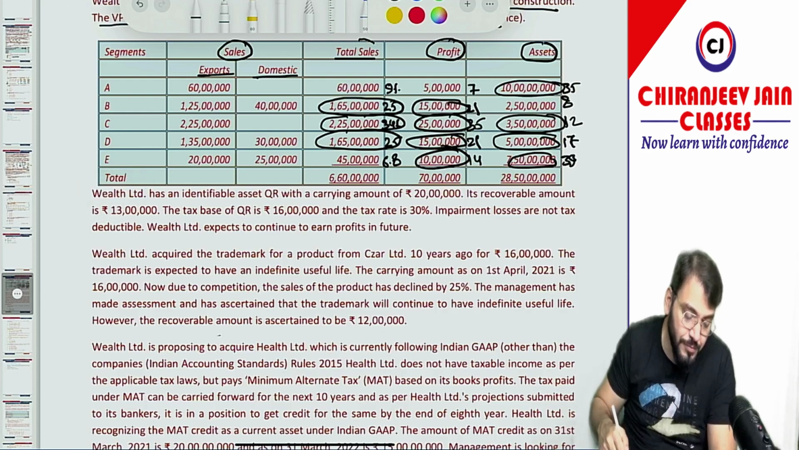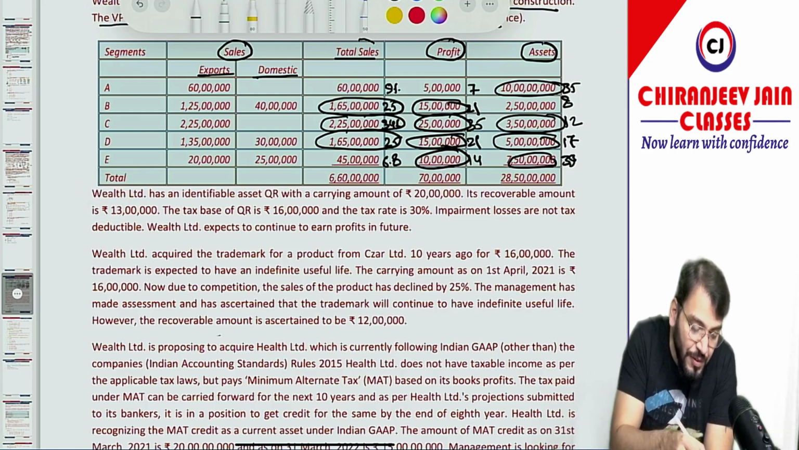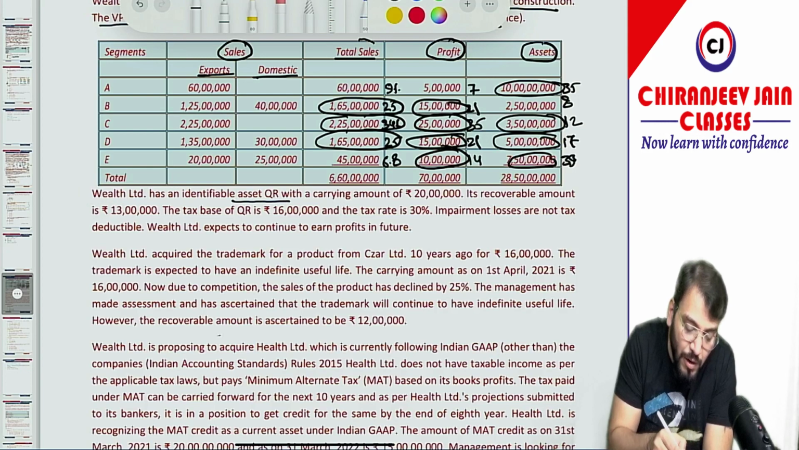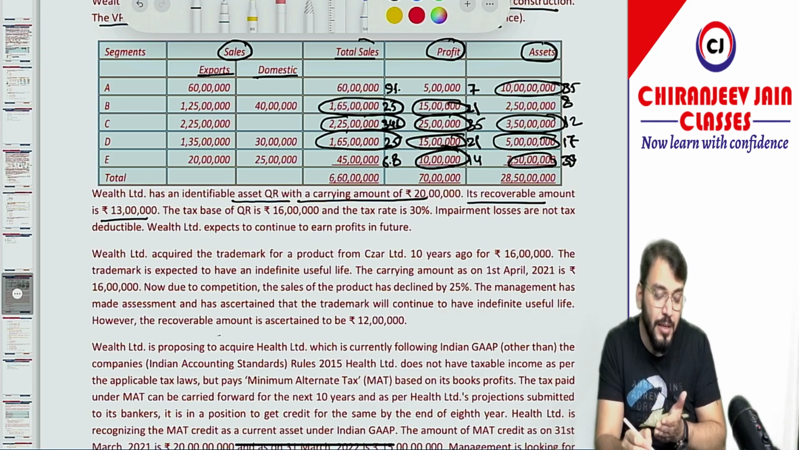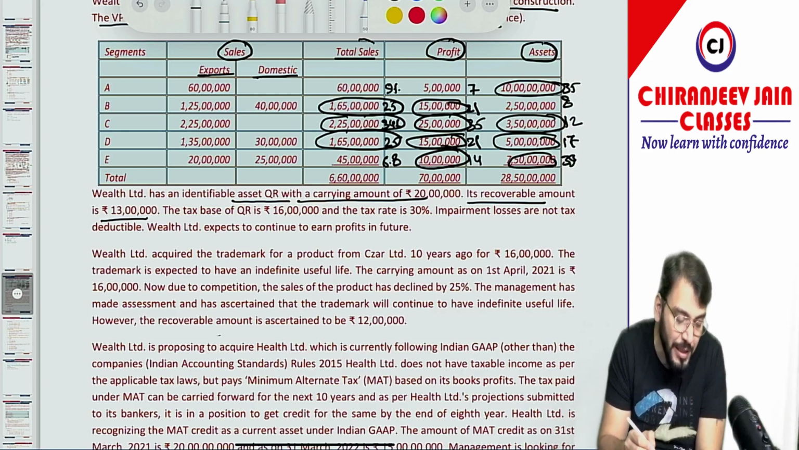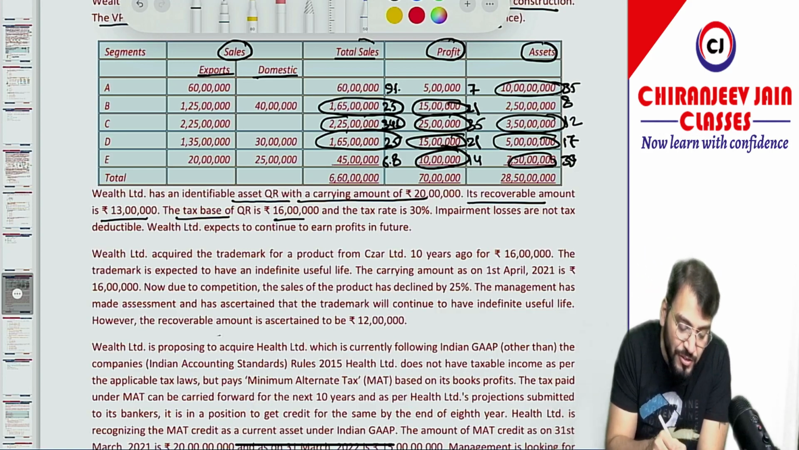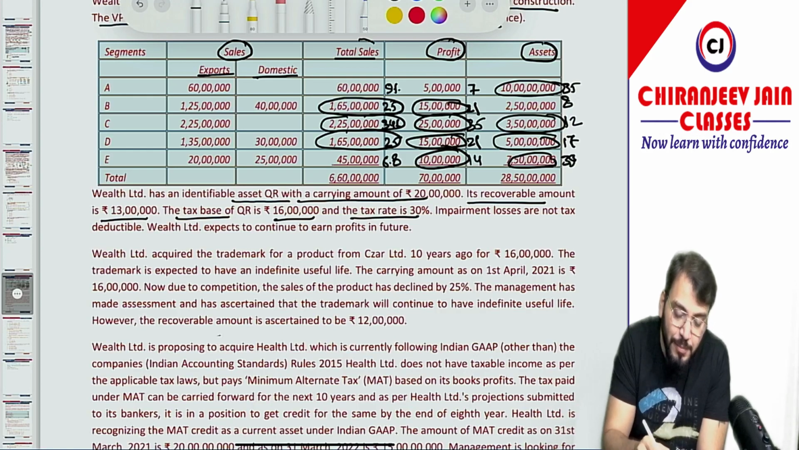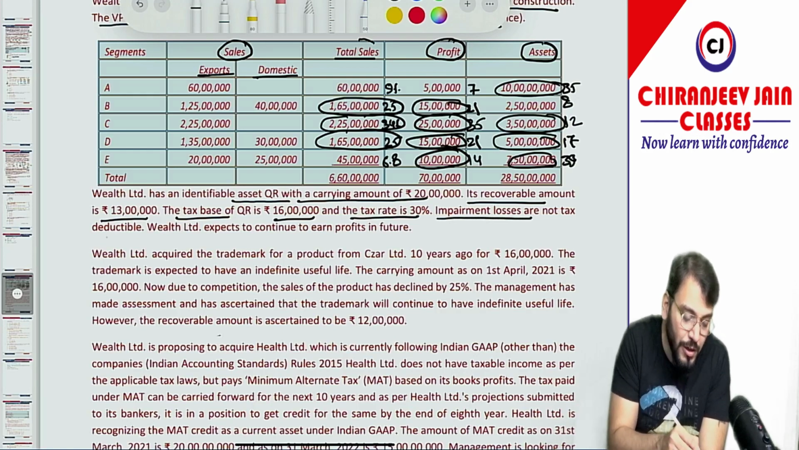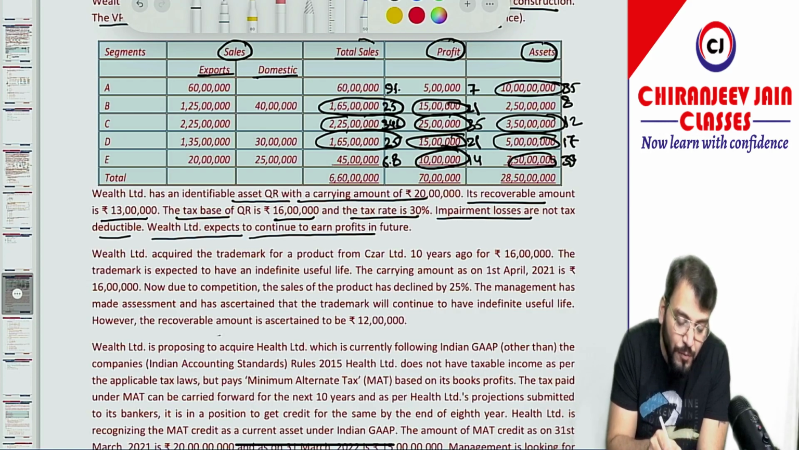Wealth Limited has an identifiable asset QR with a carrying amount of 20 lakh. Its recoverable amount is 13 lakh. So of course it will be impaired, and after impairment the carrying amount will be 13 lakh. The tax base is given as 16 lakh. The tax rate is 30%. Impairment loss is not tax deductible. Wealth Limited expects to continue to earn profit in future.